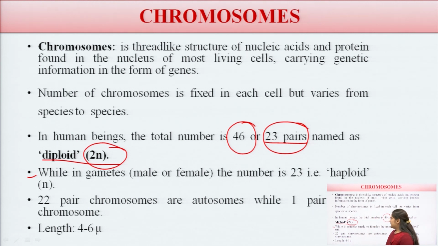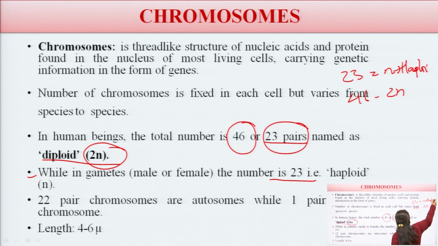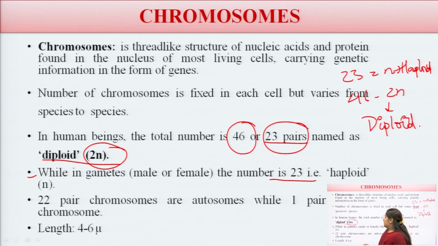Now, in gametes, male or female, the number is 23, which is haploid. If it is 46 it is diploid. 23 equals n and 46 means 2n. This is haploid and this is diploid.